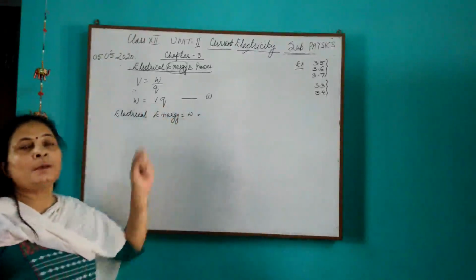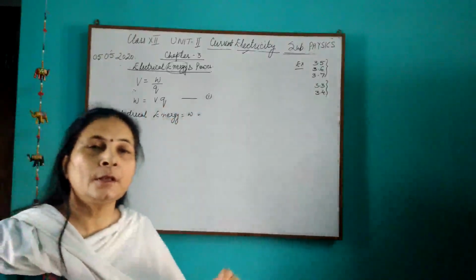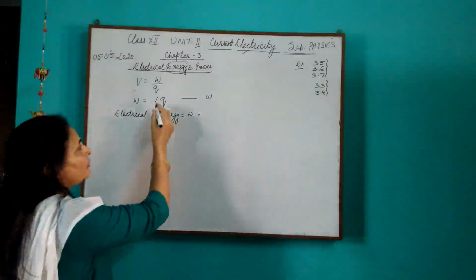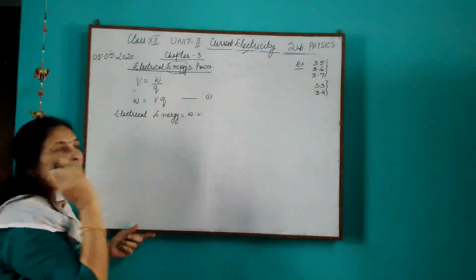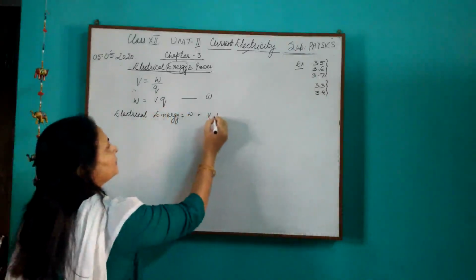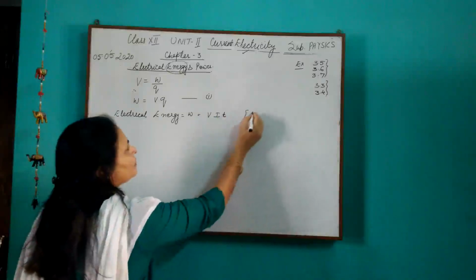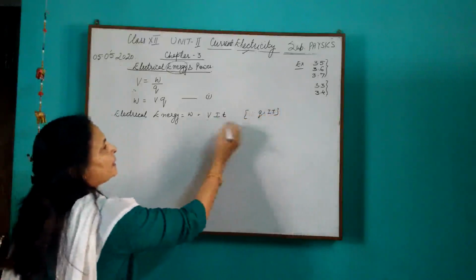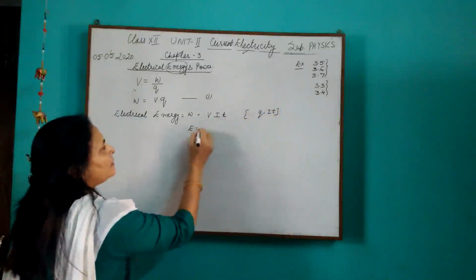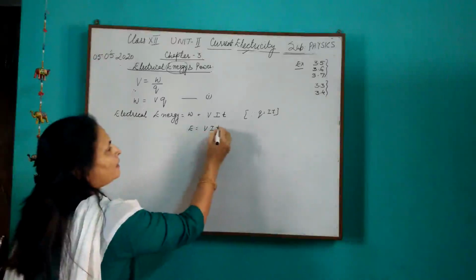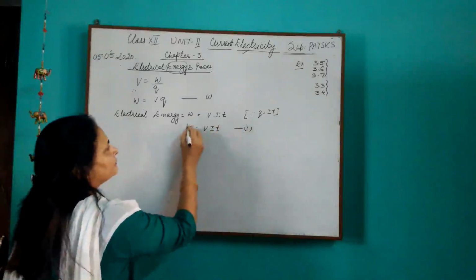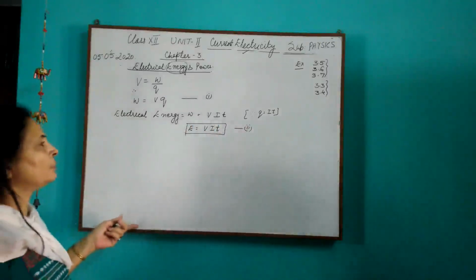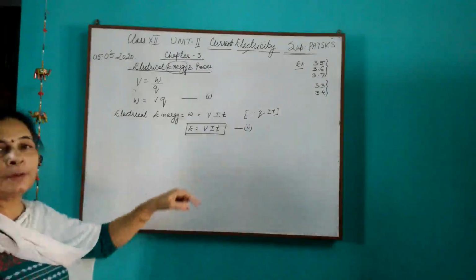Now this expression can be written in other physical quantities involving current. How can we write it down? In place of Q, I can write IT, because Q can be written as IT. So E equals VIT. This is one expression for energy. This we can take as equation number 2.